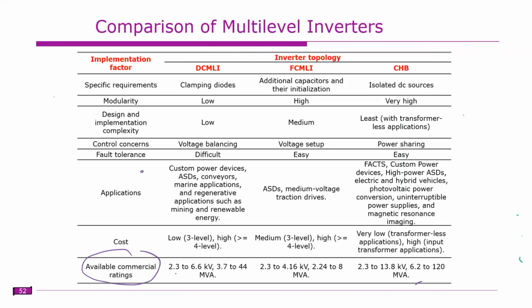See, in case of diode clamps, these are available from 2.3 to 6.6 kV range, and from 3.7 to a few MVA. In case of flying capacitors, these are usually operated at 2.3 to 4.16 kV, with a range from 2.24 to a few MVA. Whereas CHB is usually for higher voltages, we have 13.8 kV, with a power range up to 120 MVA. So here you can see that 120 MVA inverters are available.